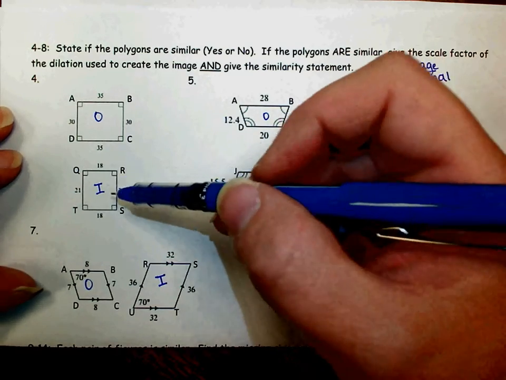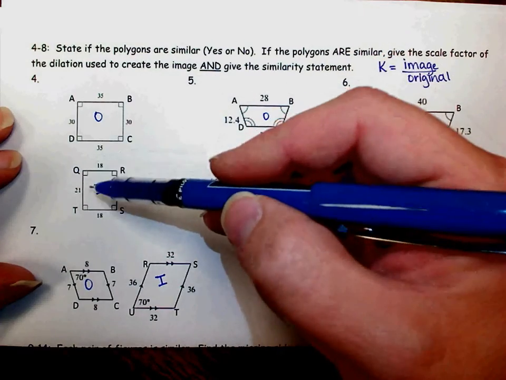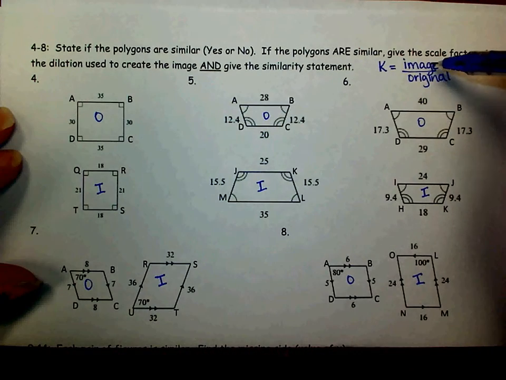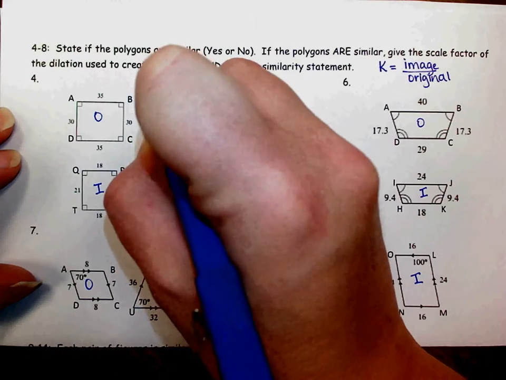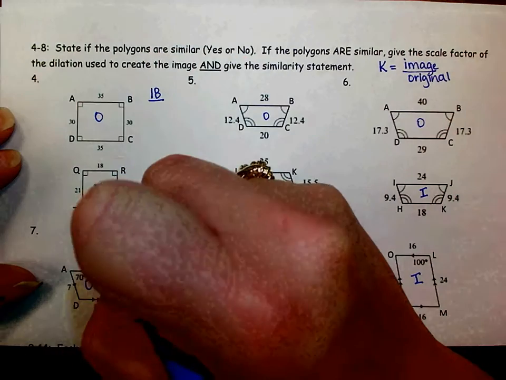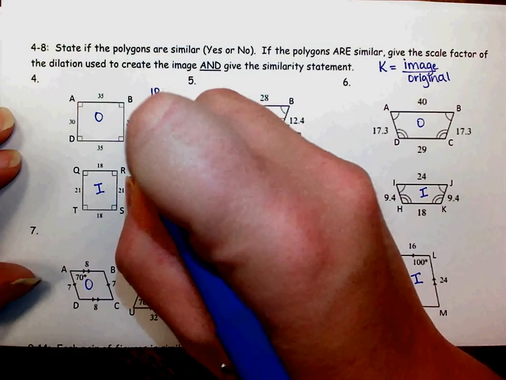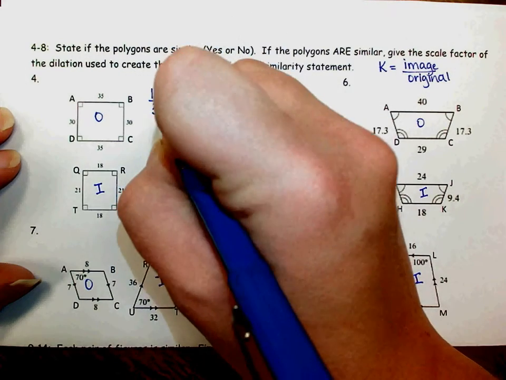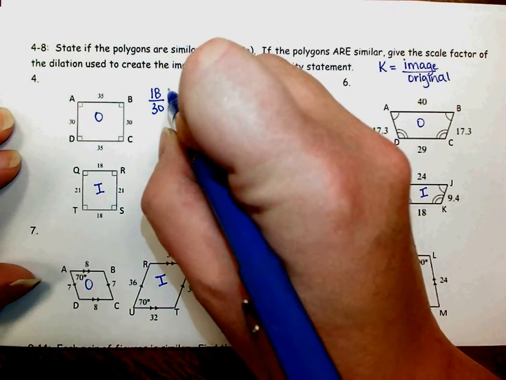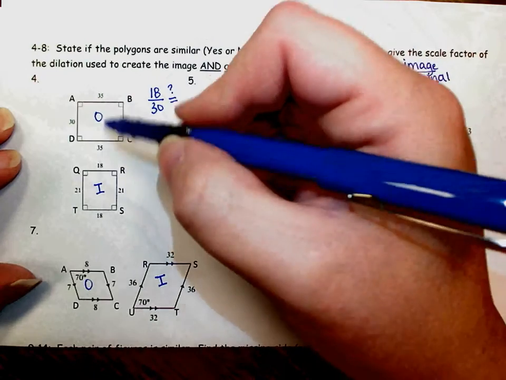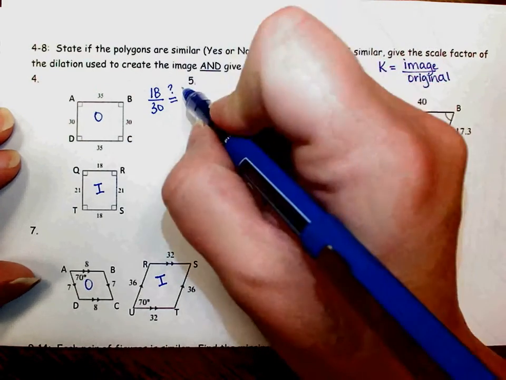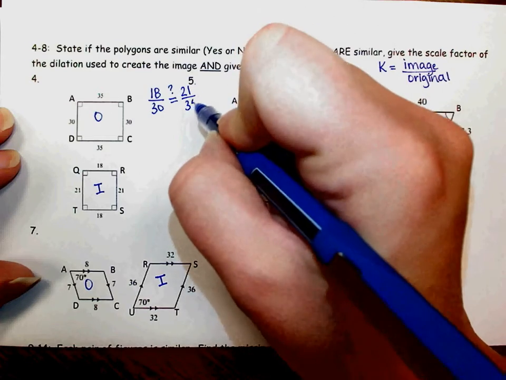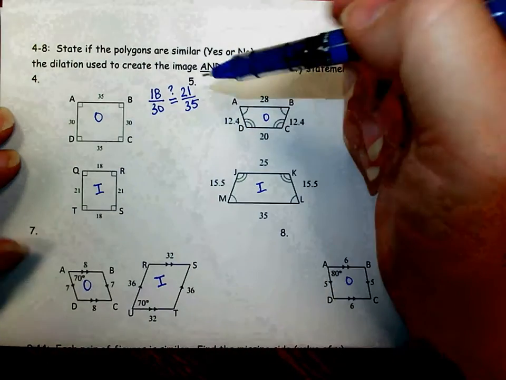So when I'm writing my ratios, again, I'm going to pick one of these side lengths from my image, since scale factor is image over original. So I'll pick the 18, which is the shortest side of my image. I'm going to compare it to the shortest of my original, which is the 30. I want to know, is that equivalent to the image over original ratio for the longest sides? So 21 over 35.